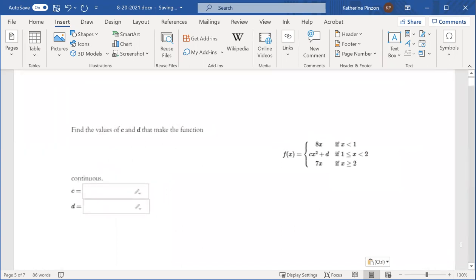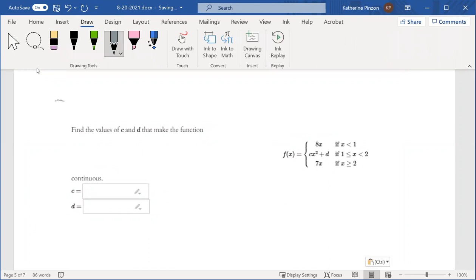Okay, I'm starting with 8. This one. 8. Find the values of C and D that make this function continuous.